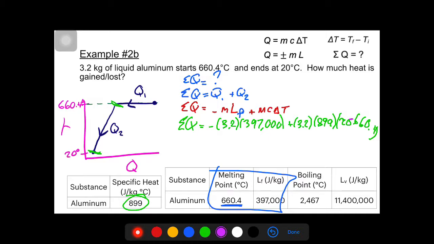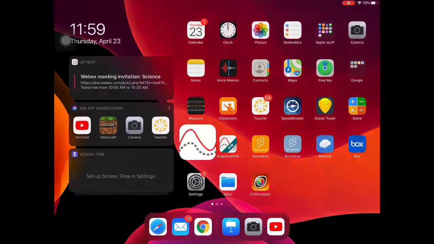So 20 minus 660.4. So when we go through and we do this, I'm going to kind of keep them separated. This is going to be the minus. We get a minus 1,270,400. And then when we take 3.2 times 899 times 20 minus 660.4, this is going to be negative 640.4. So we're going to get an overall negative number of negative 1,842,302.72.